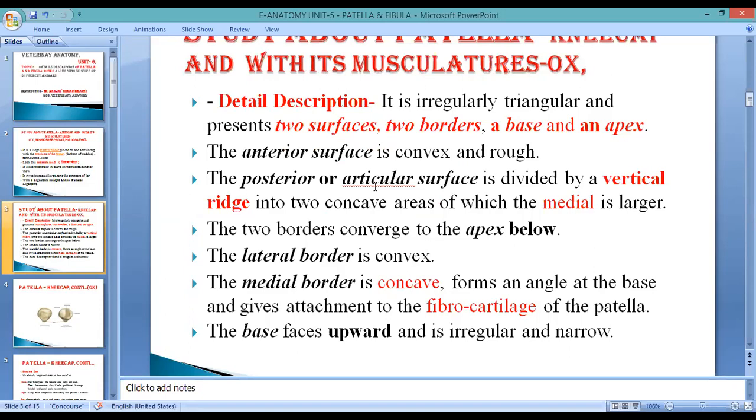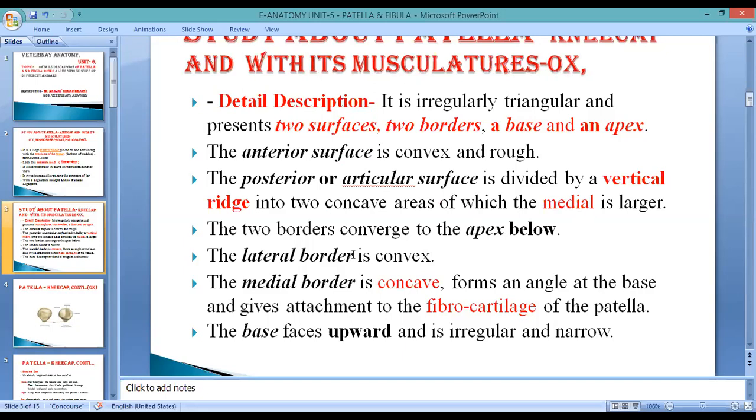of the femur, and the trochlea is divided by a ridge, the trochlear ridge, into lateral and medial parts. So again, this posterior surface is divided into two parts, medial and lateral, by a vertical ridge, and the medial one is the larger.